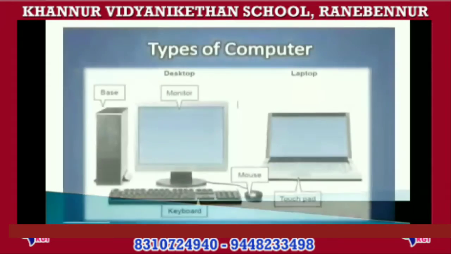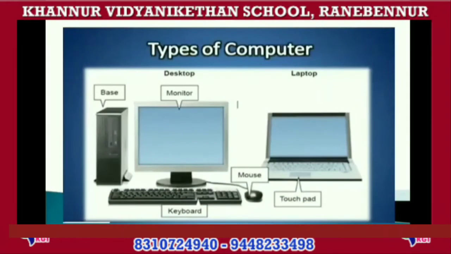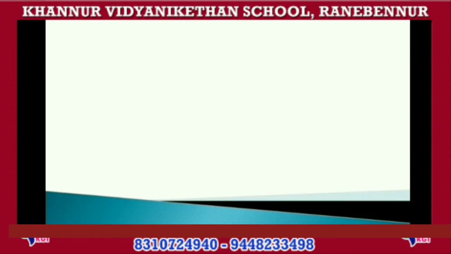Then the next is types of computer. We have two types here. One is the desktop computer, one is the laptop computer. In the desktop computer we have four parts: CPU, monitor, keyboard, mouse. And in the laptop we have everything together, like the monitor, keyboard, CPU, and a mouse, meaning the touchpad, everything in the laptop only. So these are the types of computer.